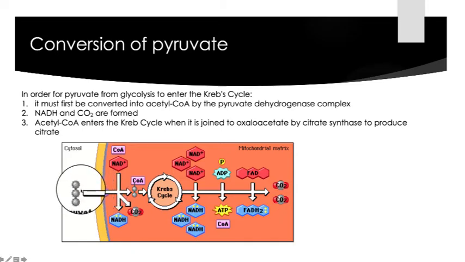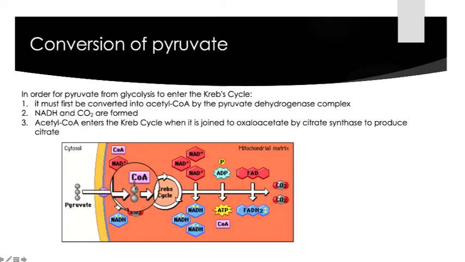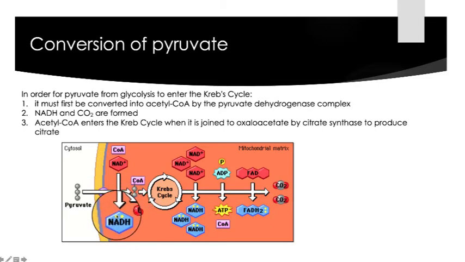So we have a 3-carbon molecule that gets converted into a 2-carbon molecule, and we know that we lose a carbon because we can see it here being lost as CO2. Okay, we also gain one NADH. As the acetyl-CoA goes into the Krebs cycle, we basically start to generate these potential energy molecules here.